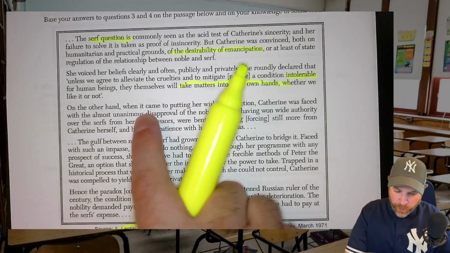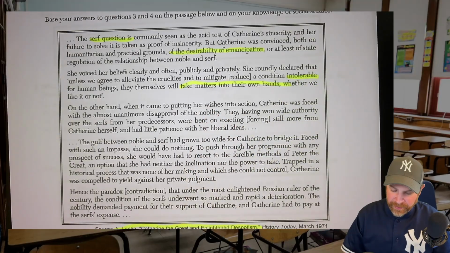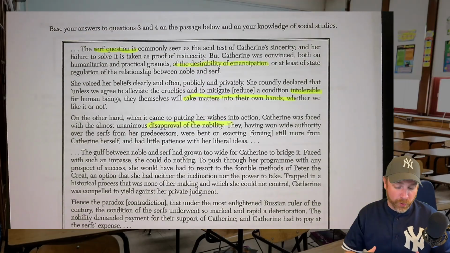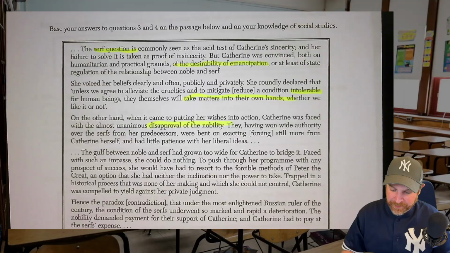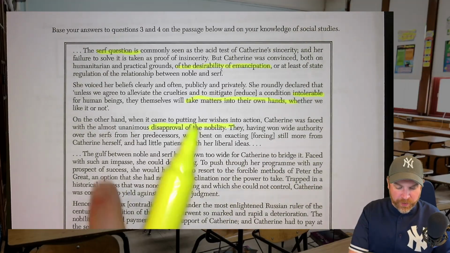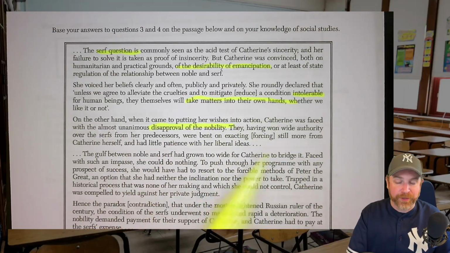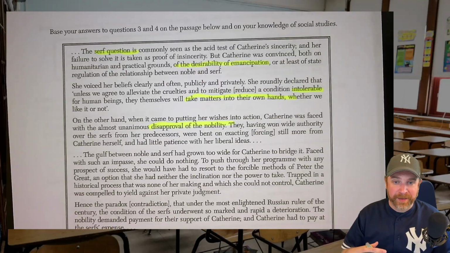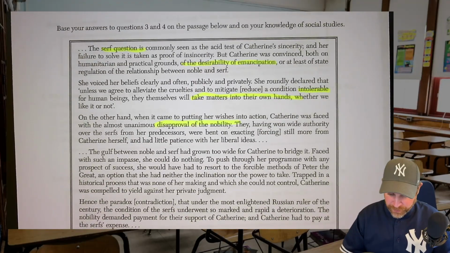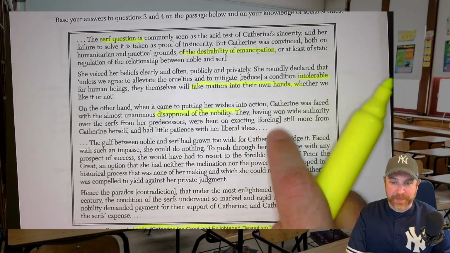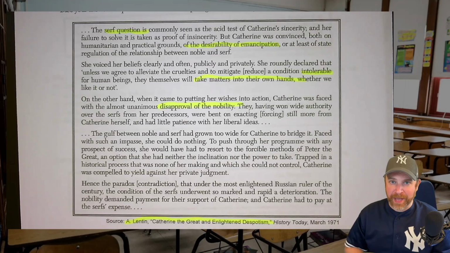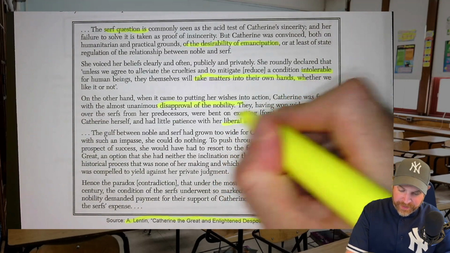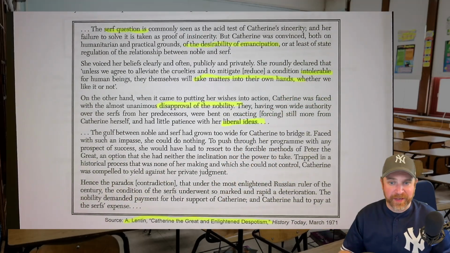On the other hand, when it came to putting her wishes into action, Catherine was faced with almost unanimous disapproval of the nobility. So the nobles don't want to emancipate the serfs, right? They're going to lose out on their basically free labor. They don't want that. They, having won wide authority over the serfs from her predecessors, so the leaders of Russia before Catherine gave nobles greater control over serfs, these people were bent on exacting, meaning forcing, still more from Catherine herself, and had little patience with her liberal ideas, right? Liberal ideas meaning ideas about personal freedom, I guess you could say in this context, okay?